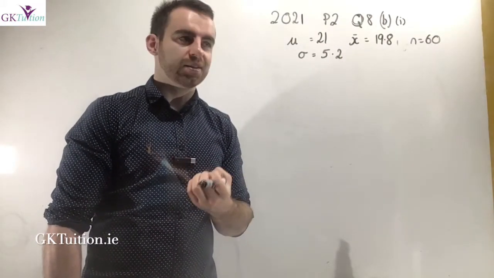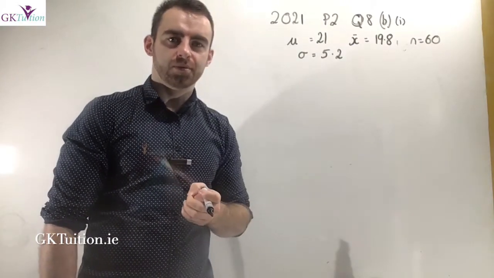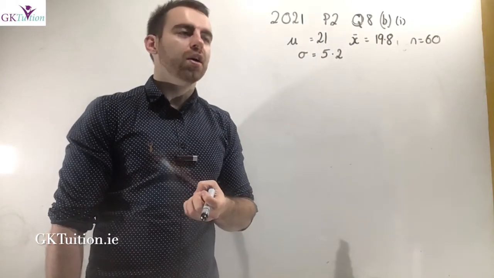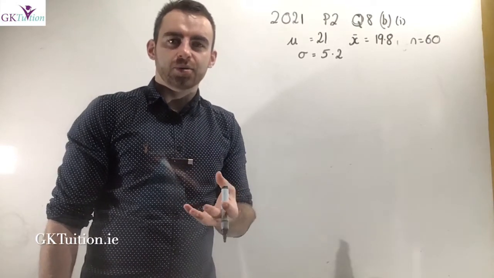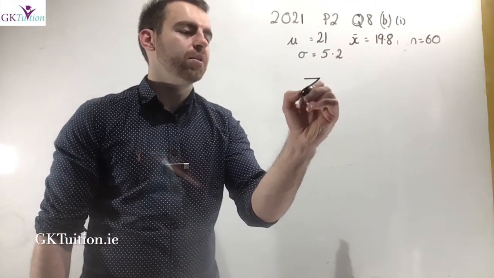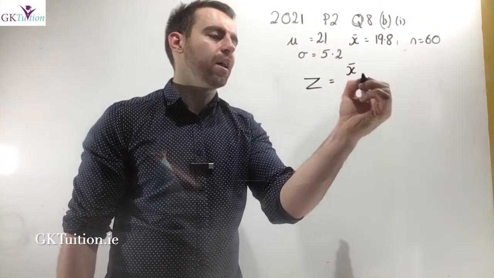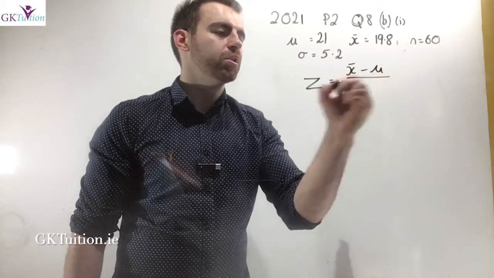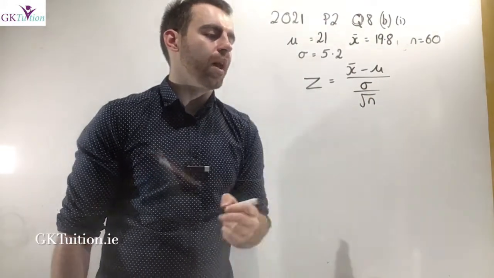How significant is this difference? Also, we're told the standard deviation is 5.2. You should realize here, we're going to calculate our Z-score in the same manner as we do it when we're doing a hypothesis test. So if you go to your maths tables, to do a Z test, it's X bar, our sample mean, minus mu, which is the population mean, divided by sigma over the square root of n.